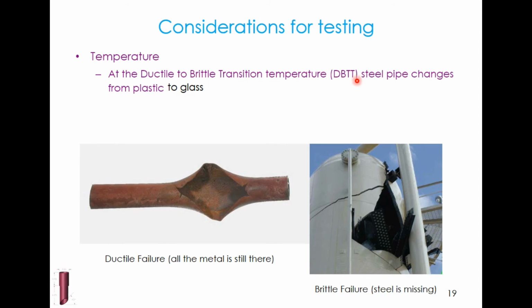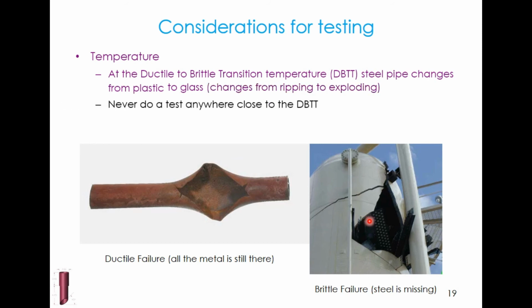At the DBTT, the steel changes from plastic to glass. Notice that there's a big chunk of steel missing. And you can be certain that this big chunk of steel left at a very high velocity. So that's quite the cannonball flying across the field. Basically, at this point, at the ductile to brittle transition temperature, the steel pipe changes from ripping to exploding.